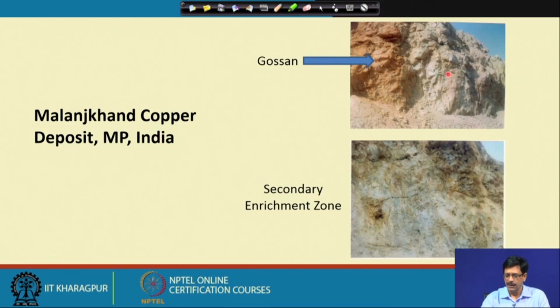And if one goes further down, then the primary ore body is encountered. So, in such an ore body, for a vertical height of almost 20-30 meters, and sometimes 30-40 meters, such a zone is generally observed below the supergene oxidation zone, which is characterized by the presence of this gossan.